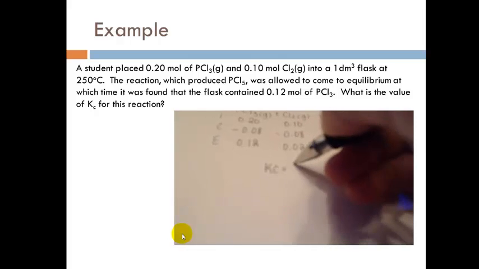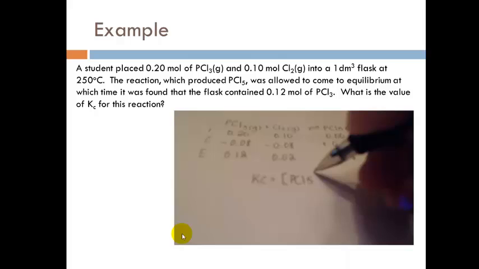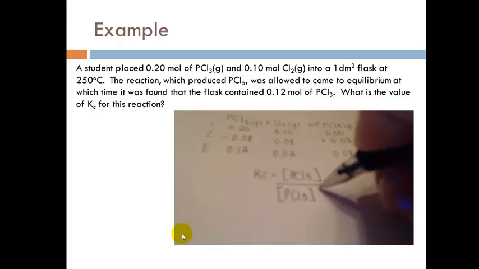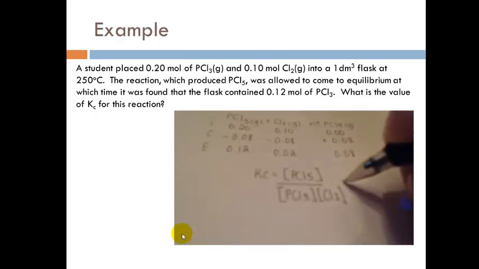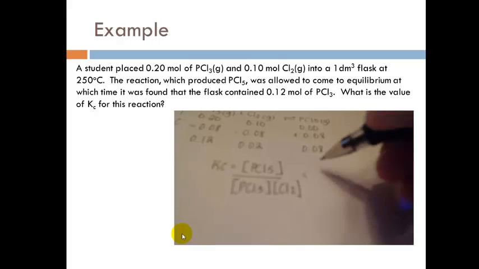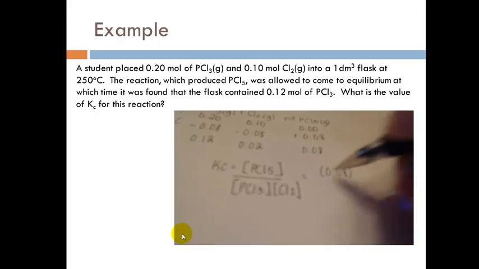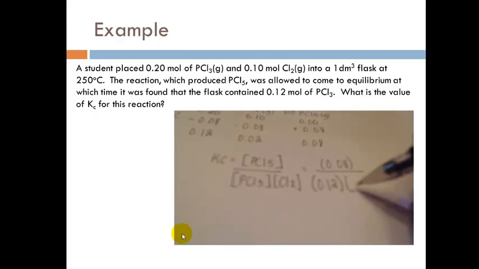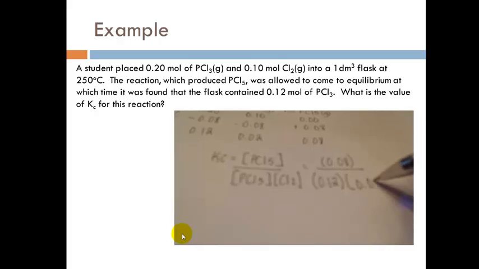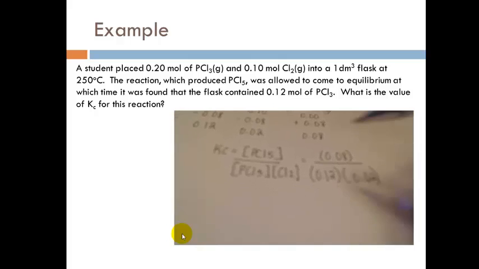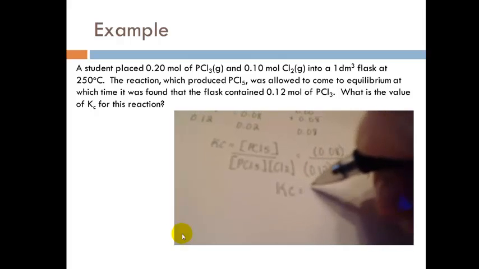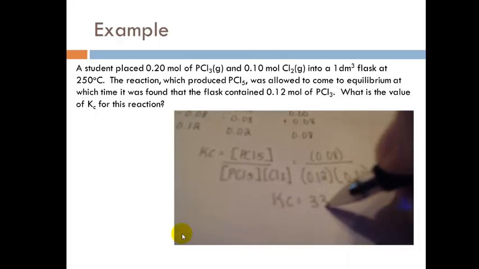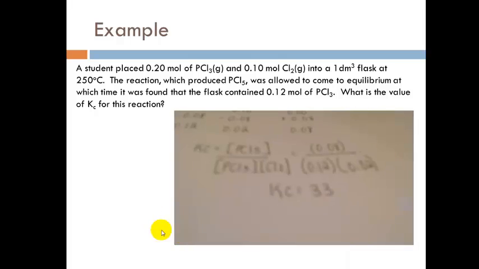Now, since we have our equilibrium concentrations, we can write our equilibrium expression, and all we're going to do is plug in our equilibrium concentrations to the expression. So 0.08 for PCl5 all over 0.12 for PCl3 and 0.02 for Cl2. So that gives us a value of Kc equal to 33.